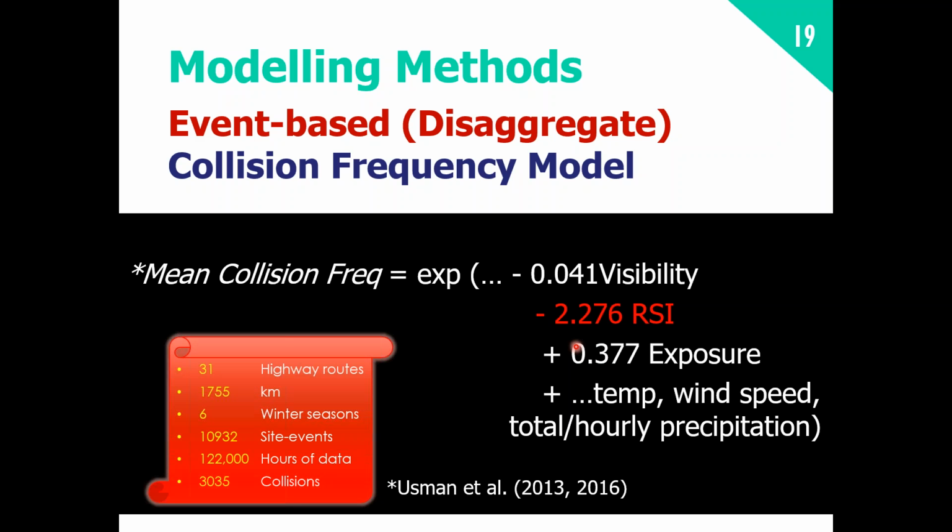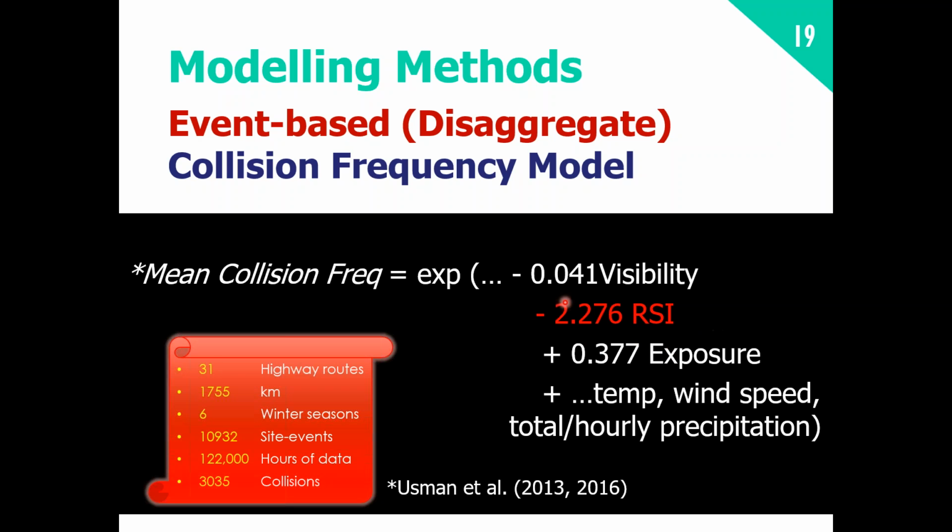And they used the typical generalized negative binomial model to model the collision frequency, as you can see here. The negative binomial model entails some assumptions, but it has been extensively studied in previous research, and it actually works pretty well in estimating the mean collision frequency. Some of the variables included here are visibility coming from road weather information system data, RSI, and exposure. This represents the traffic exposure, and other atmospheric variables include temperature, wind speed, and total event-based or hourly precipitation.